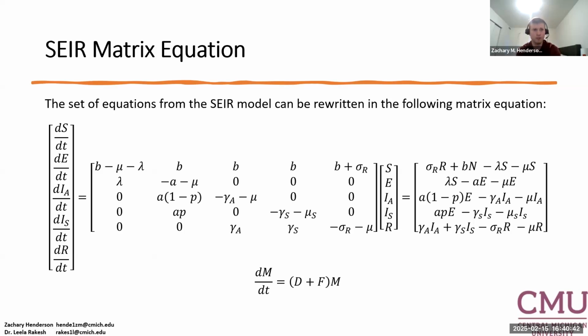And for helpful notation, we just take dm over dt. We're calling m this vector on the left here. So dm over dt is equal to d plus f times capital M, where this is our m vector. The idea is that d is going to be all of the fixed parameters here, which is everything except the force of infection parameters, which is the minus lambda and the lambda. These get sucked into the force of infection matrix F, and we'll see why we make this distinction here when we look at the network-based model.